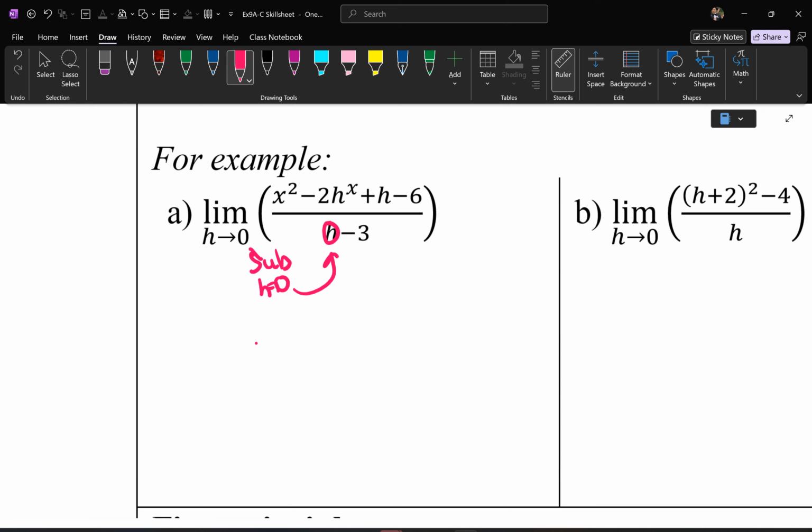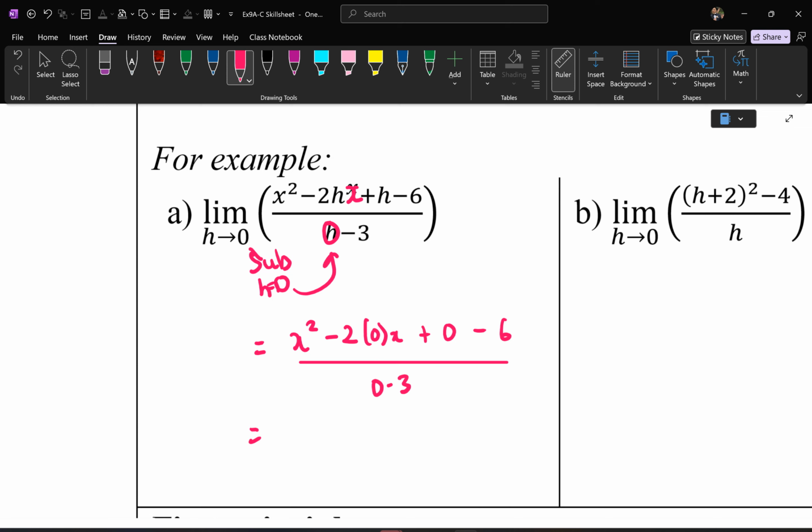At this moment, it's not, so it's okay. So that's tip number 1. So here you get x squared minus 2. I don't think it was meant to be h to the power of x. It was meant to be hx. Fix that. So it should have been 0 times x and then plus 0 minus 6, divided by 0 minus 3.